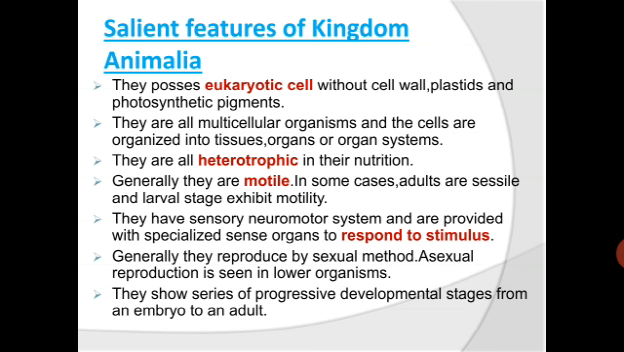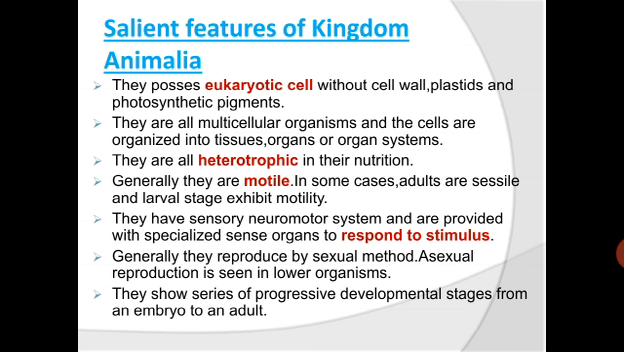They are all multicellular organisms, and the cells are organized into tissues, organs, or organ systems. They are all heterotrophic in their nutrition. Means what? They are dependent on other organisms for their nutrition. Generally, they are motile. In some cases, adults are sessile and the larval stage exhibits motility.